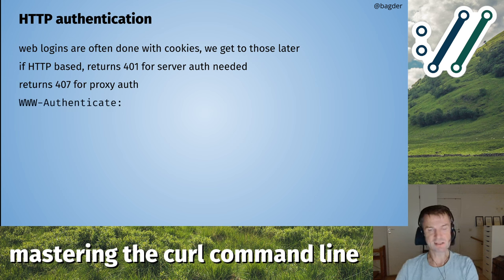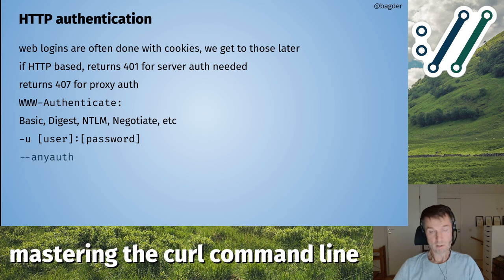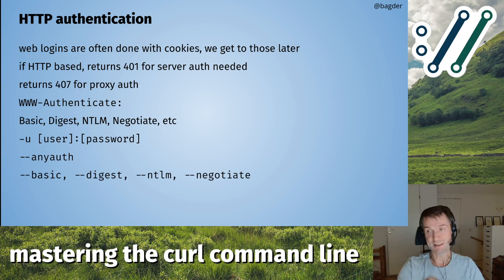And it contains a header where the server says, I can speak one of these different authentication methods, and then you would use one of those. And curl supports several of them. You use authentication like with all the other protocols I mentioned already, with -u user:password. Typically, maybe you would use --anyauth, which lets curl pick the best one out of the ones the server says it speaks. If curl can do one of them, usually it can. Otherwise, you can also say, no, I want to use this specific authentication method: basic, digest, NTLM, negotiate.